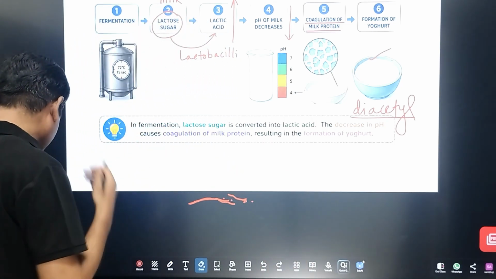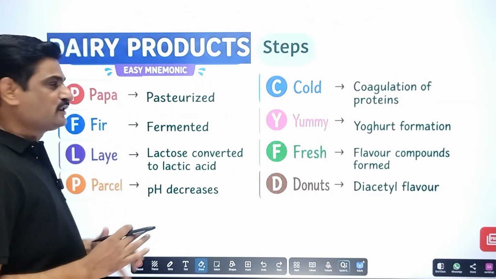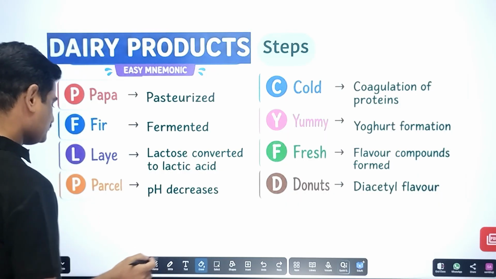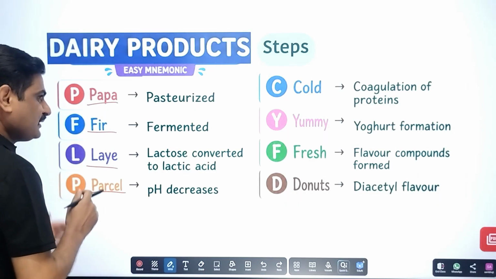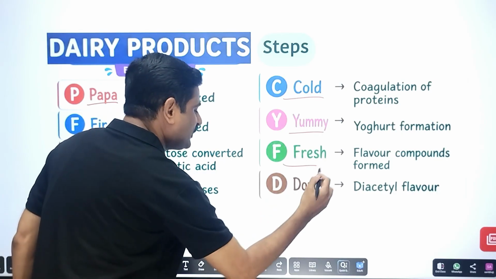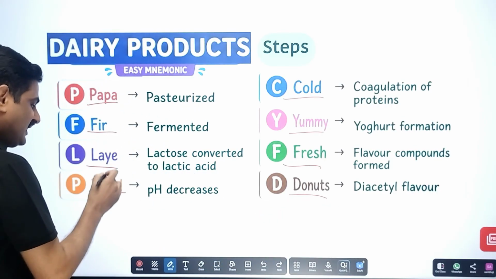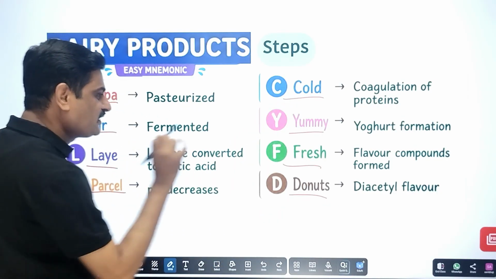To learn the steps of dairy product, I will give you a mnemonic. See, a simple mnemonic. What to learn? Papa fir laye parcel. Cold yummy fresh donut. Papa fir laye parcel. Cold yummy fresh donut.